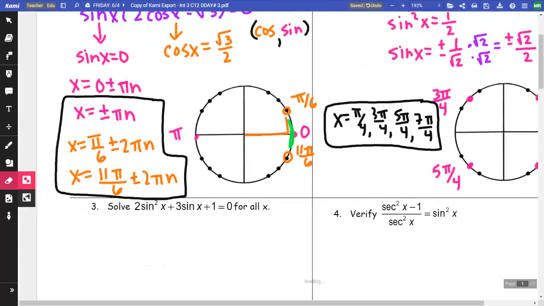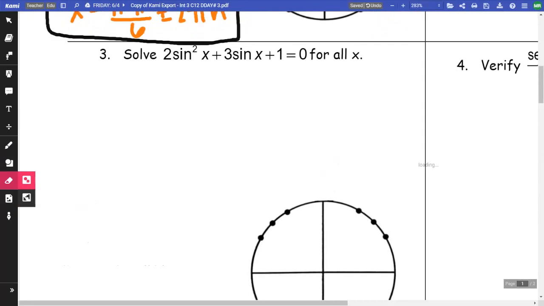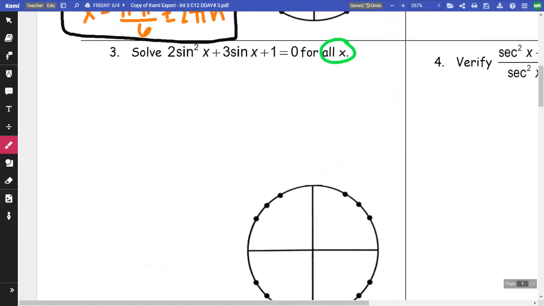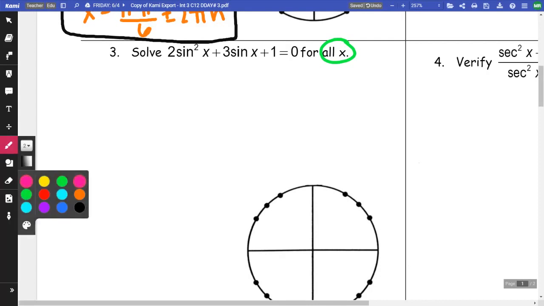Okay, on number 3, this one does say for all. So we need to pay attention to that. So they want for all x. This one, I've got a sine squared, a sine x, and a 1. Getting that 1 to the other side is not going to help because I have a sine squared and a sine x. I'm going to have to factor this. I want it equal to 0 like it is.